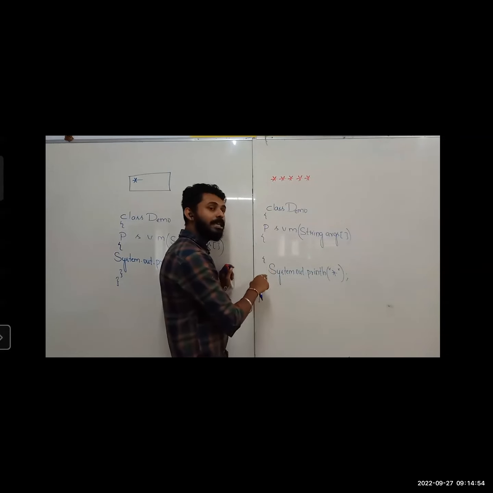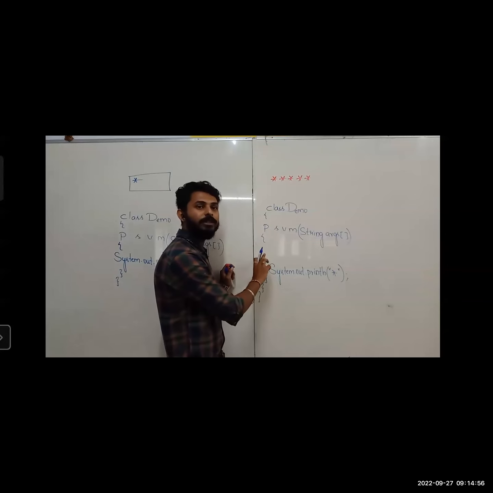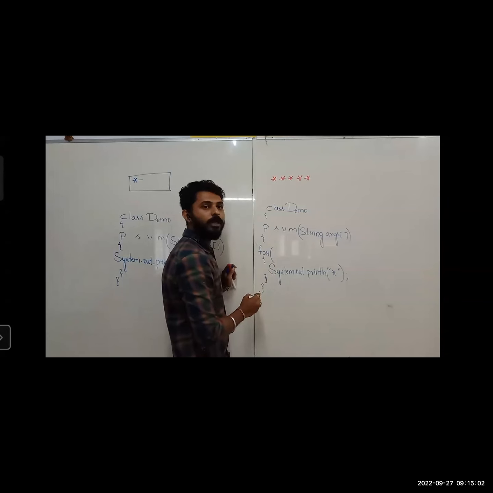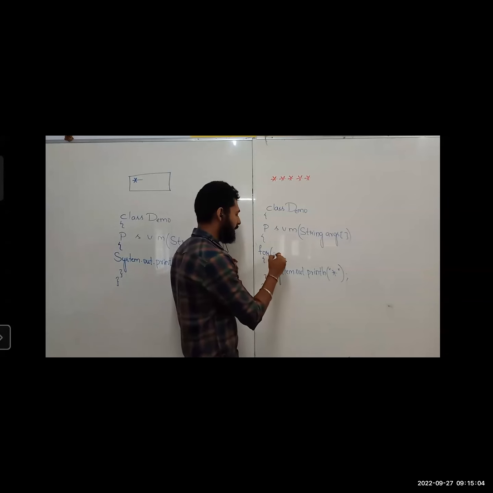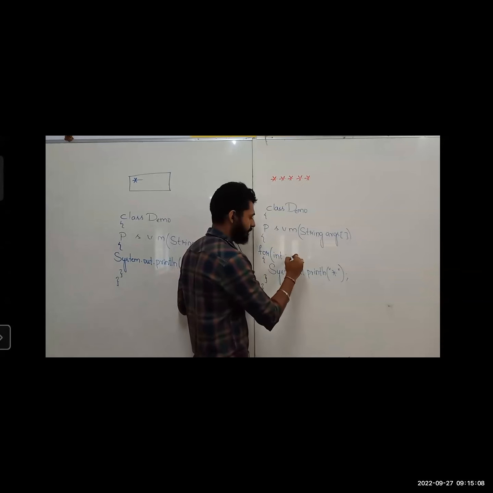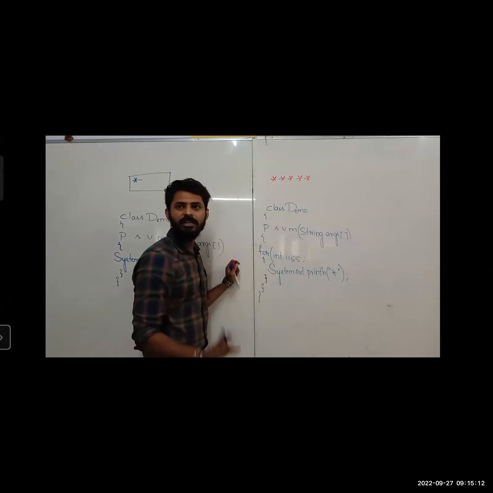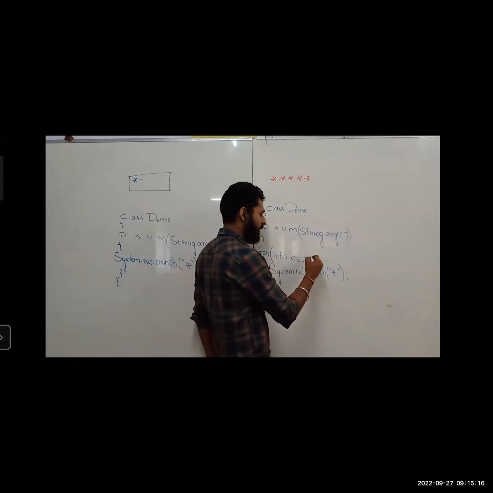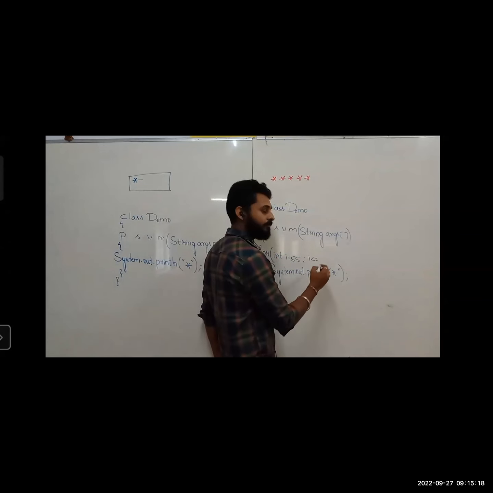So what can I use here? Whatever should be executed again and again, enclose it within a loop. Which loop am I using? For loop. And what I'll write here: integer type i equal to. Any issues? No. 5, I'll write i less than or equal to.